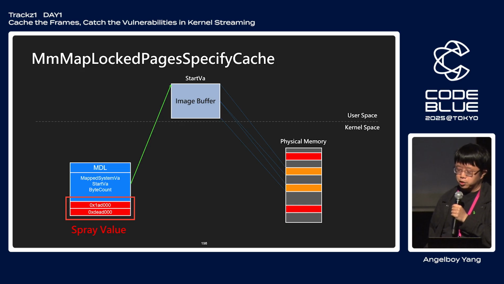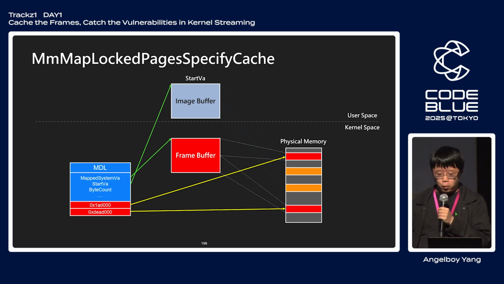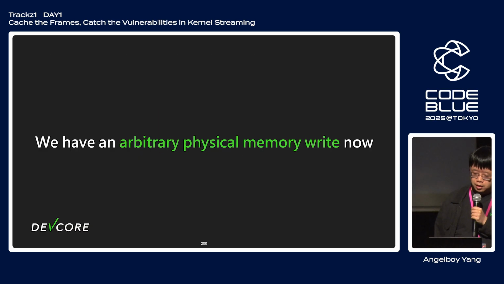When MapLockPages specified cache is called afterward, it will regard those controlled PFNs as real physical pages, and the map length as a frame buffer. Finally, when the worker copies image data from the device, it writes directly to the physical address we controlled. That is, we have an arbitrary physical memory write.